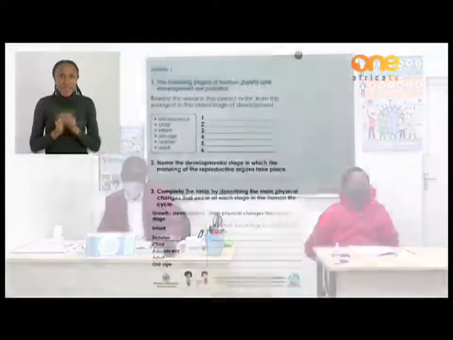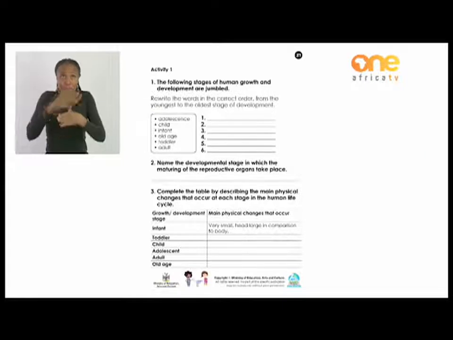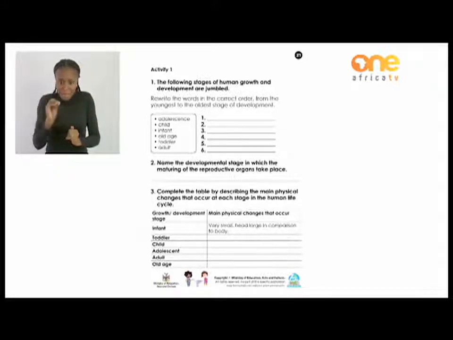Let's go to page 21, activity 1 for the day. Question 1. The following stages of human growth and development are mixed up. Now, we want you to rewrite the words in the correct order from the youngest to the oldest stage of development. You are having them on the left, all of them written down. Now we want you to write them in order from which one comes first in somebody's life until the last one.